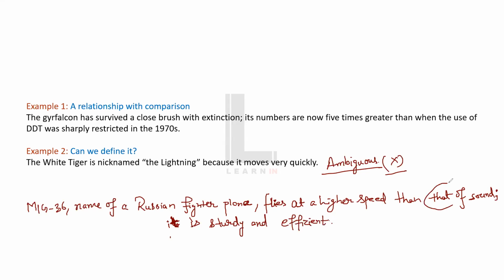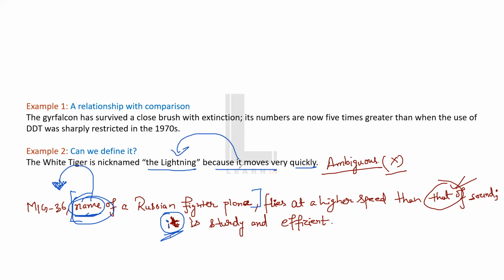Now this is correct. I am not focusing on this; we have to concentrate on this "it". Can we use this "it"? The answer is no, because we are talking of MiG 36 as a name, not a plane. We are talking about this as a name. It is nicknamed the lightning because it moves very quickly. "It moves very quickly" could have come for the lightning or the white tiger. This is ambiguous, and in this one, since we are talking about a name, we cannot use "it". Done?